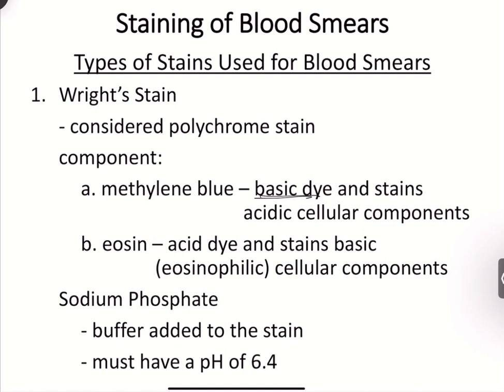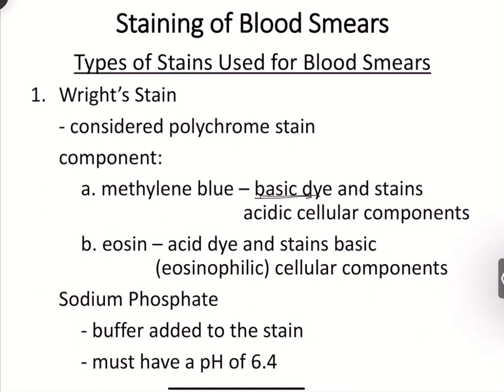Next is eosin, an acidic dye, which stains the basic components of your blood. That's why your RBC appears pink or red, because they are eosinophilic. They are basic; most of the time this is the cytoplasm of the cell. RBCs are only cytoplasm. They don't have any nuclear content. That's why they are eosinophilic cells.